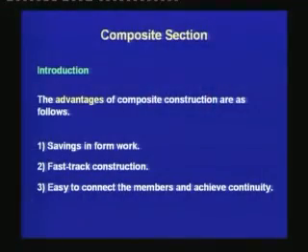The third advantage is it is easy to connect the members and achieve continuity. In my lecture on continuous beams, we had discussed that introducing continuity is a difficult post-tensioning operation. It can lead to substantial friction losses, but if precast members are used, then partial continuity can be introduced by connecting the post-tension cables or providing some non-prestressed reinforcement in the support region. Now, this construction is easier than trying to introduce complete continuity among the members.